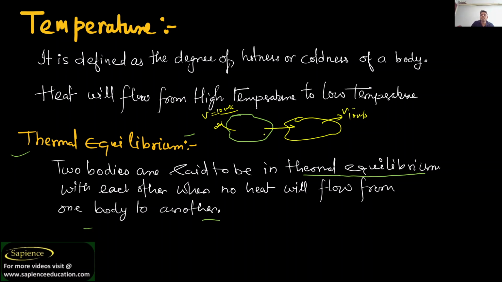If we connect the bodies, what will happen? The temperature will remain the same. No heat is flowing from one object to another object. Why? Because the temperature is the same, the degree of hotness or coldness is the same. For example, if we take a tumbler full of water, and another tumbler or bucket has the same level of water, can you tell me whether there is a flow of water?